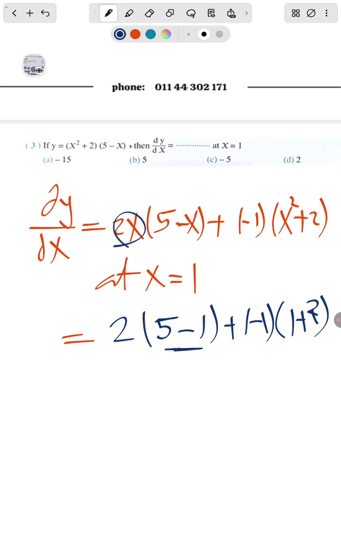5 minus 1 equals 4, 4 times 2 equals 8, plus negative 1 times 3 equals negative 3. 8 plus negative 3 will be equal to 5, so the final answer will be 5.